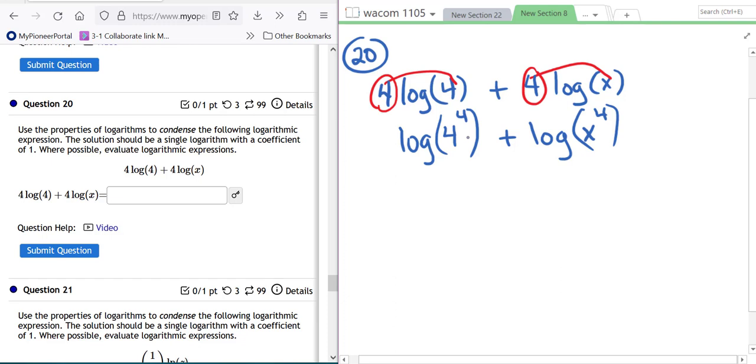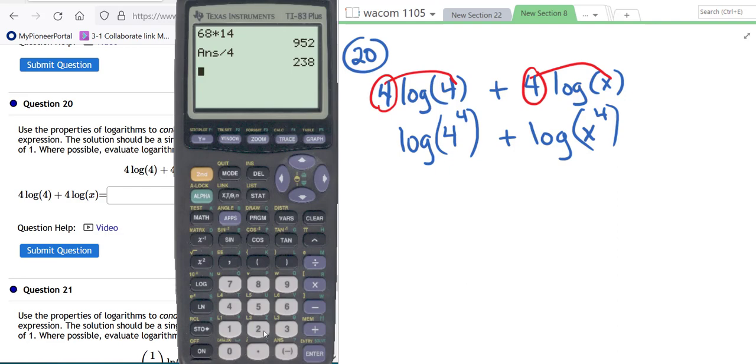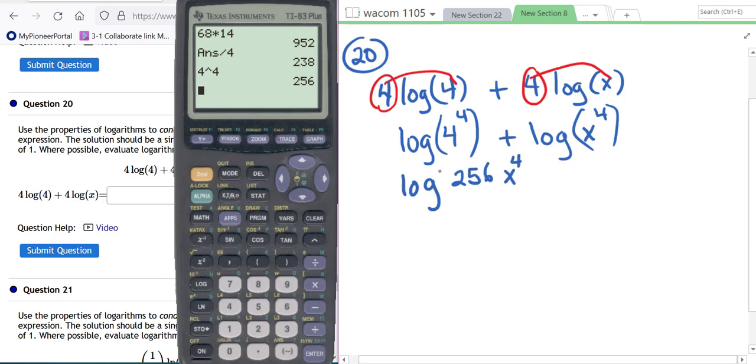Now, you're not going to clean this piece up because this 4 is not the base. It was a 4 to the 4. It's log base 10. So I think they're trying to see if you get caught with that. You're actually just going to work this out. 4 to the 4th is, it's trying to say 64, but I don't think that's right. 4 to the 4th is 256. So this is log, and this is going to be a product. 256 x to the 4th.